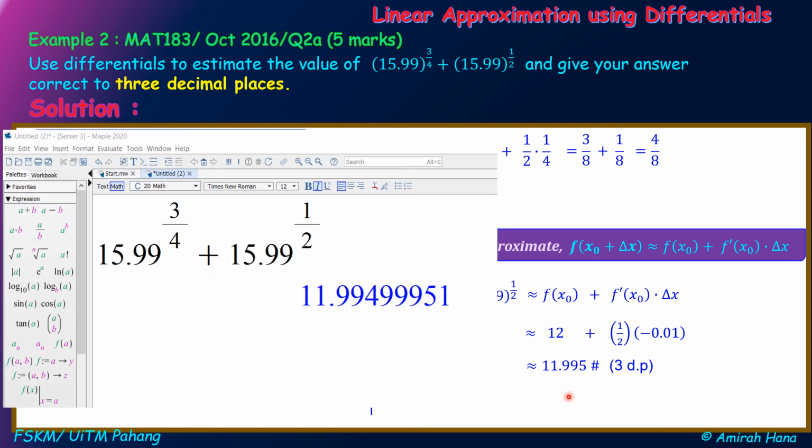If we check the answer using Maple, we have 15.99 to the power of 3 over 4 plus 15.99 to the power of half. The answer is 11.99499 something, which is equivalent to 11.995 correct to 3 decimal places. If we choose the best value for x naught, it means that we will get the best, most accurate answer.